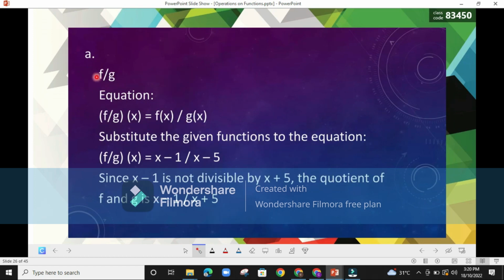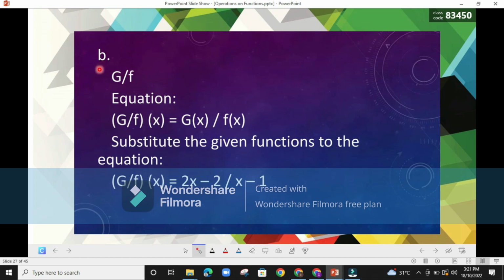Okay, first example, we have f divided by g, or function f divided by function g. So you have f over g of x is equal to f of x divided by g of x. Substitute the given functions to the equation. We have f over g of x is equal to our f of x, x minus 1, and our g of x, x plus 5. Since x minus 1 is not divisible by x plus 5, the quotient of f and g is x minus 1 over x plus 5. We could no longer simplify this one, so you have to leave it as it is.